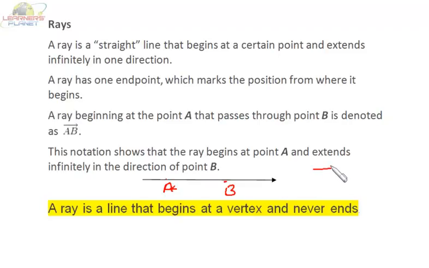In case of a line, the representation is like this. In case of a line segment, this is the representation, and in case of a ray, this is the representation. So it's a line, it's a line segment, and it's a ray. So I hope you are clear.